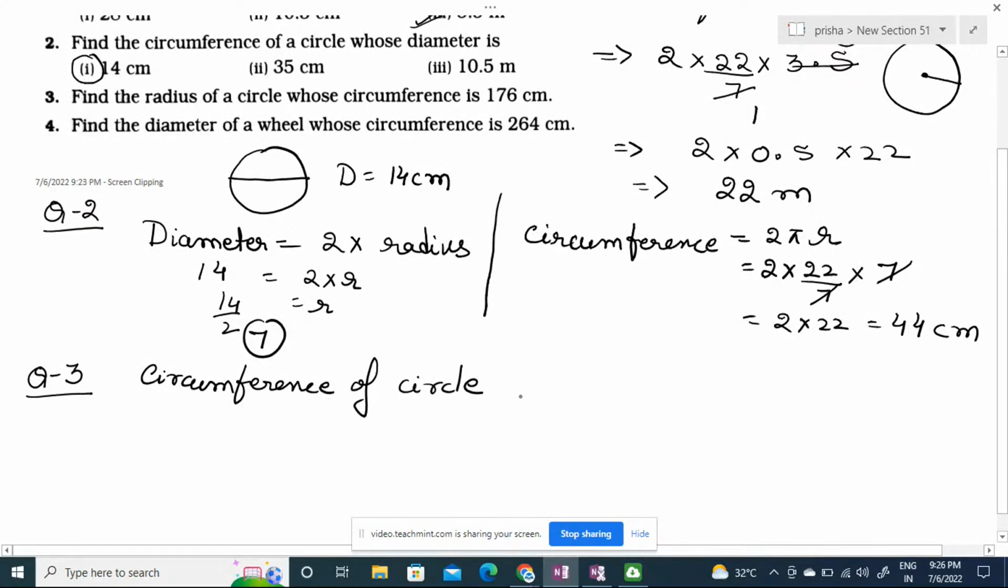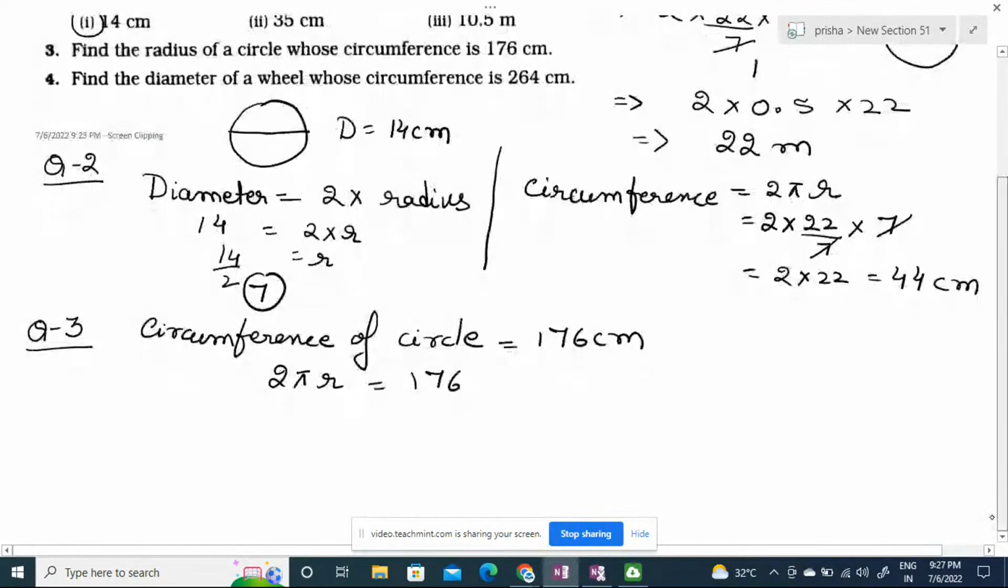The circumference of the circle is 176 centimeter. If the circumference is 176, the radius will be found from 2 pi r. So now, listen. We first utilize this formula: 2 pi r is equal to 176 centimeter, because the formula for the circumference is 2 pi r.